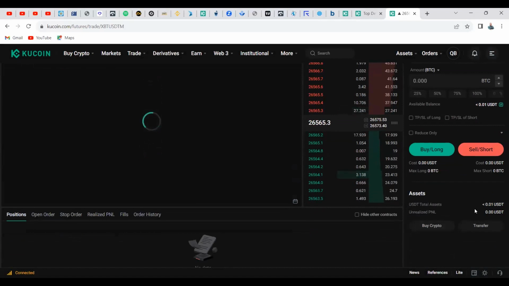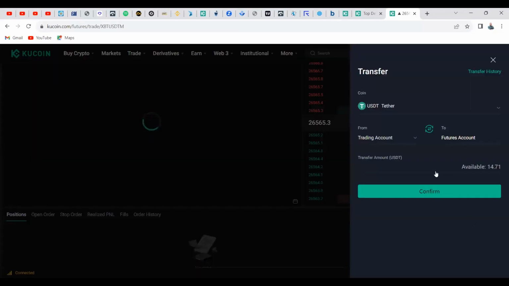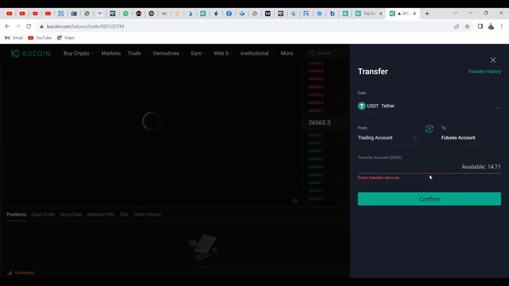I've got 0.01 USDT in total assets, right? So I want to make sure that I put in USDT so that I am able to trade. So I'll click on transfer, and then I'll move my USD Tether from my trading account all the way to my futures account, as we can see over there. It says that I must enter the transfer amount, so I will come here and enter the transfer amount.